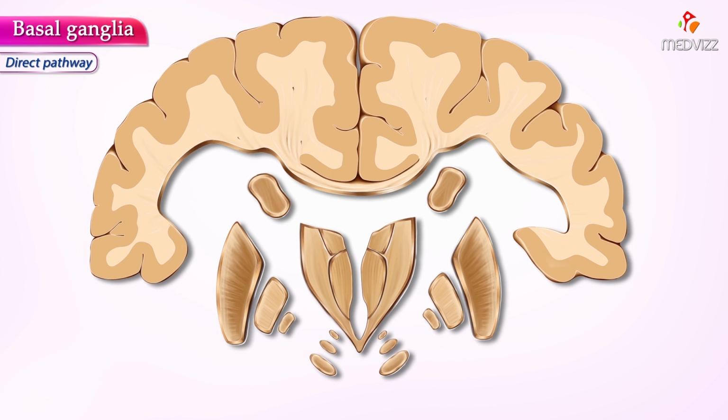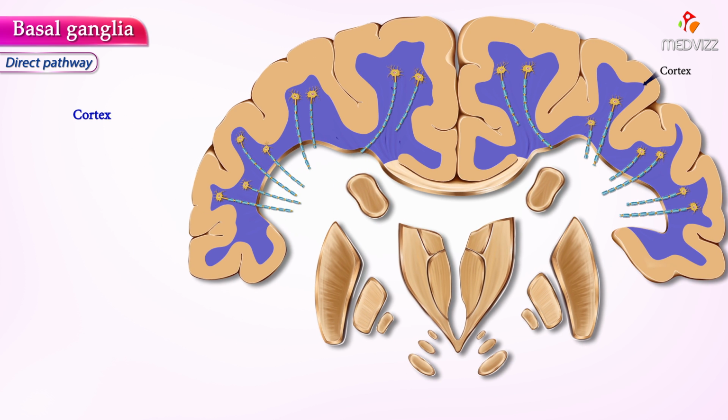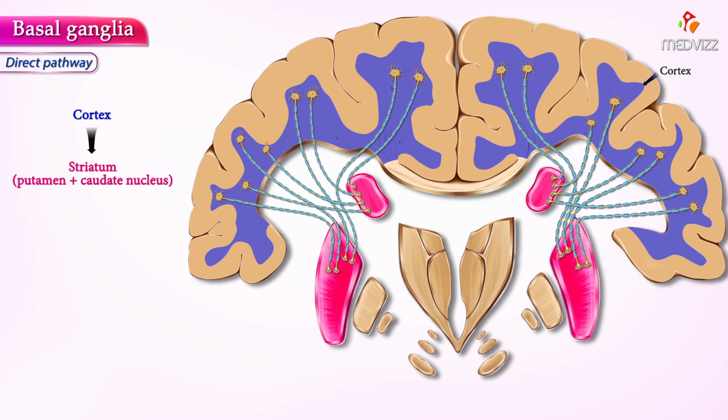Now let's see the individual components of this pathway. The direct pathway starts from the cortex to the striatum. Now remember that the striatum is comprised of the caudate nucleus and putamen. This pathway from the cortex to the striatum is excitatory. The neurons of the striatum are activated by the input signals from the cortex by the neurotransmitter called glutamate.